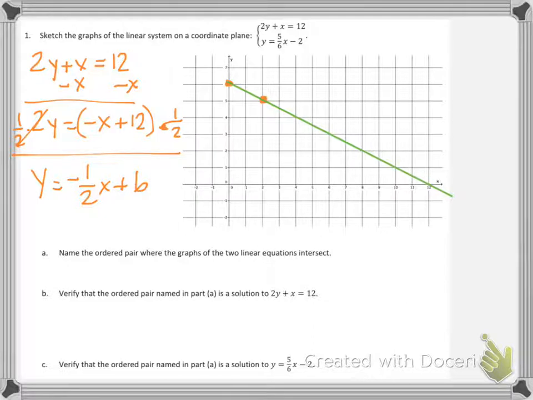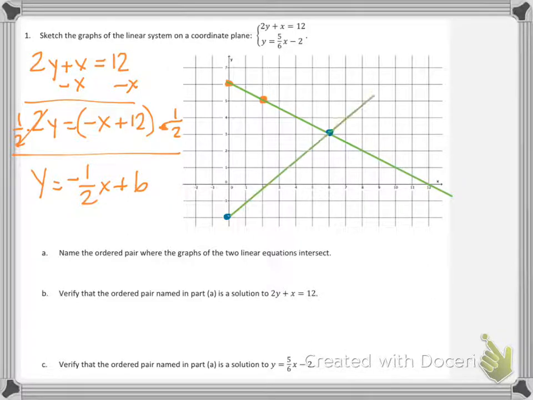And then the second line is, oops, let me get my pen. The second line is y equals 5/6 x minus 2. Well, negative 2 is my y-intercept. And then the slope is up 5, right 6. 1, 2, 3, 4, 5. Right 1, 2, 3, 4, 5, 6. That is that point right there. And now I can draw that line.